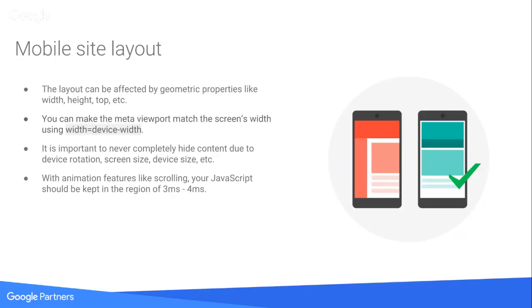It can be affected either negatively or positively by the width, the height, or the top of the site. And you can definitely use the formula width equals device-width in the meta viewport, and this will match the width of your mobile site with the width of the user's device. And you never want to completely hide content on a user's device due to the device rotation, the screen size, etc. And if you have animation features such as scrolling, you should keep your JavaScript in the region of 3 to 4 milliseconds.